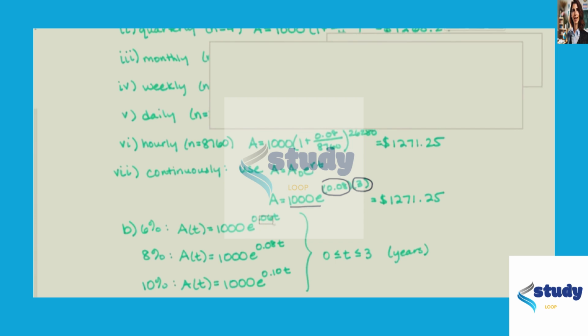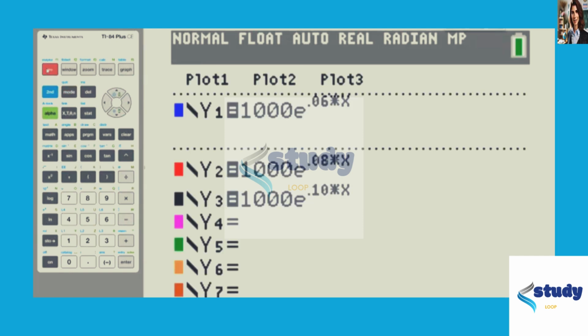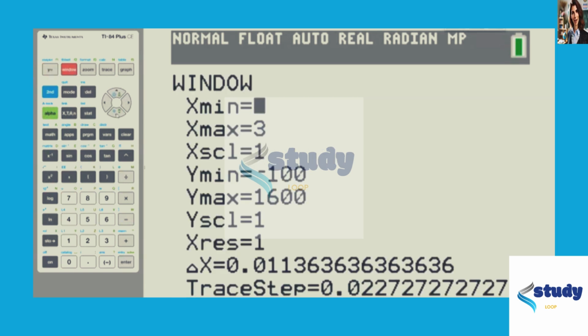We have 6%, we have 8%, and we have 10%. So let's grab a graphing calculator. We type those in. And then we're going to look at them from time 0 to time 3. So we can go to window and we can change our window dimensions to go from 0 to 3 on the x-axis. And then I chose negative 100 to 1600 for my y-axis.